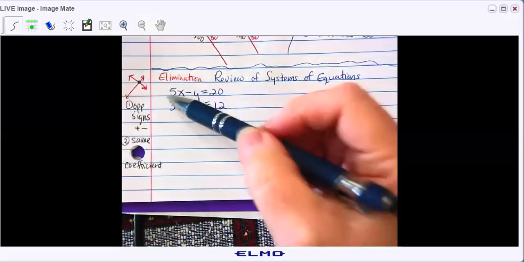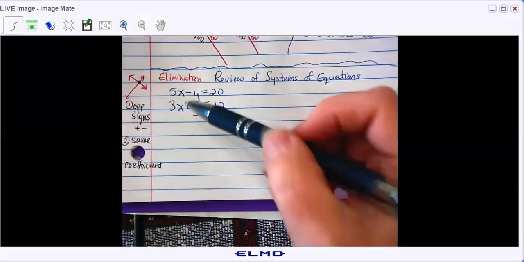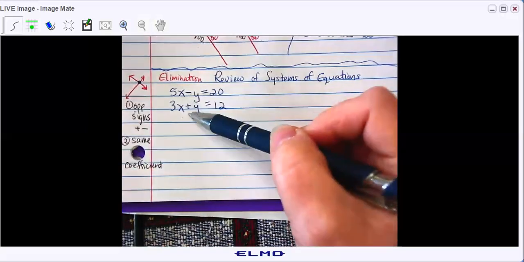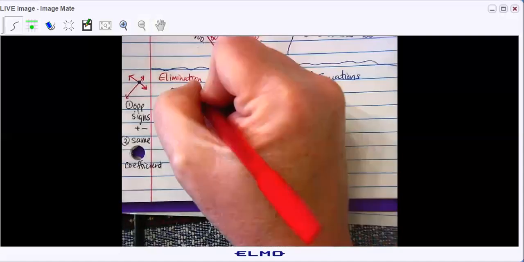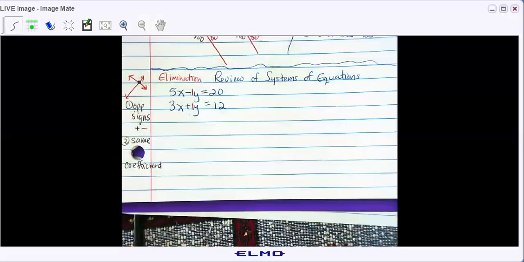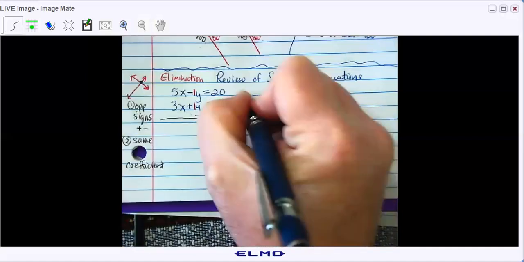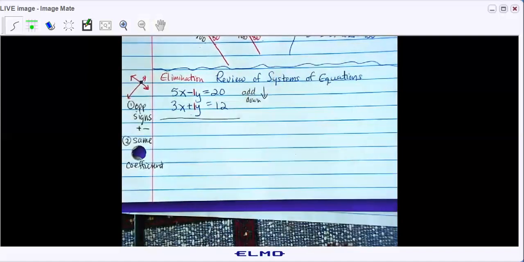So we'd probably go, okay, let's hold off on the x's and see if we could eliminate the y's. Looking at the y's, they're both opposite signs. One's a plus and one's a minus. And if you'll remember, if there's no number in front, it's automatically a 1. So they do have the same coefficient and opposite signs, which makes us really happy because then we don't have to do any other work. So we're going to simply add down.